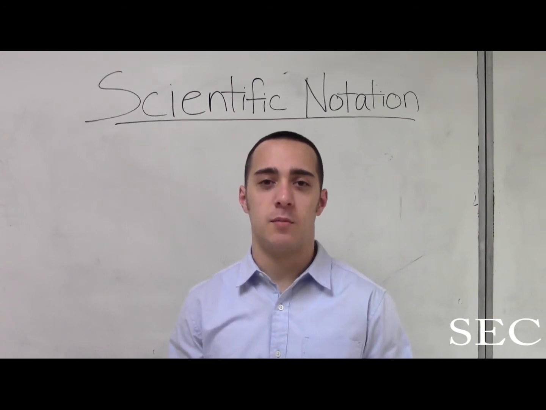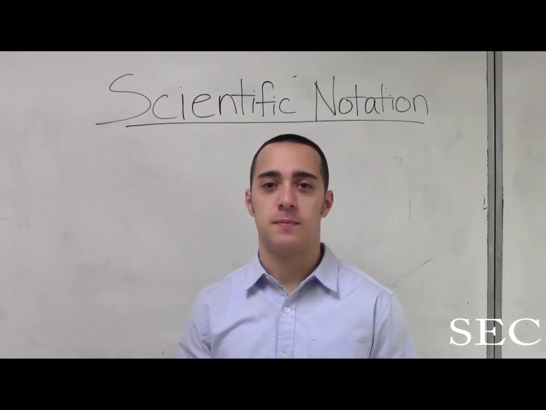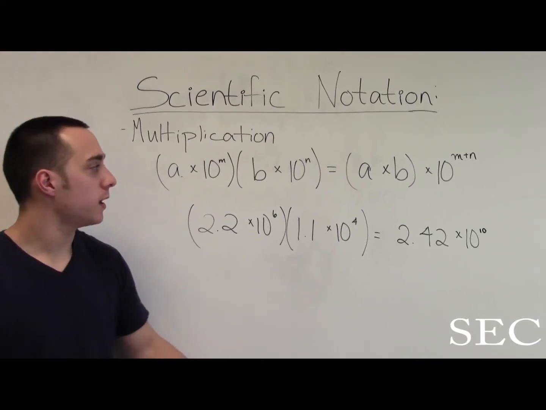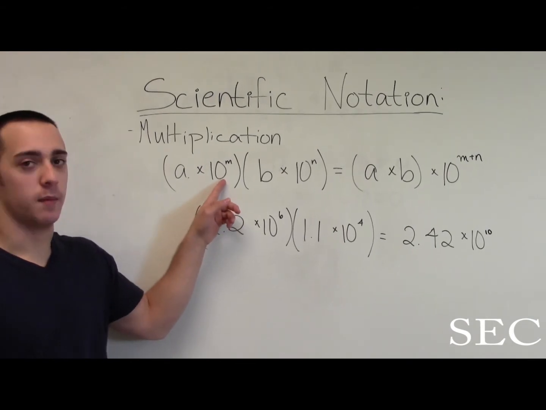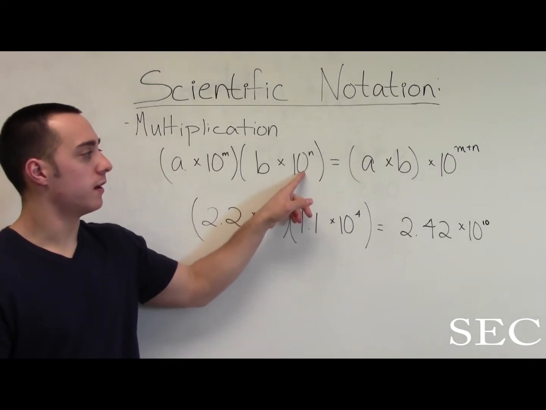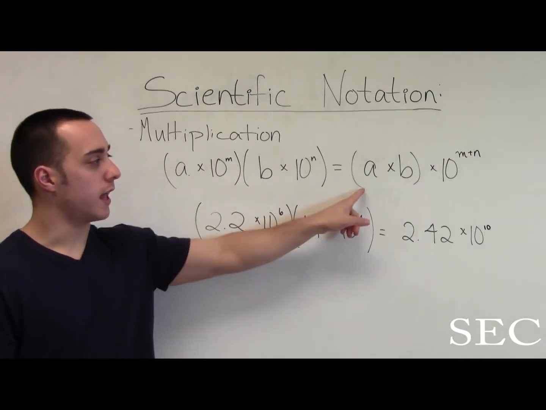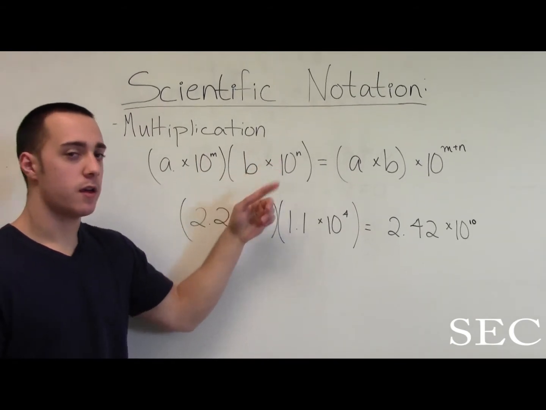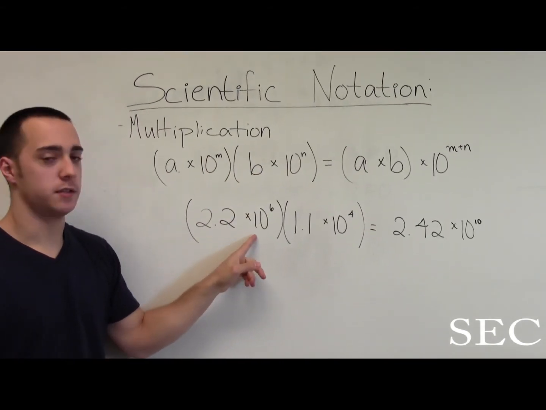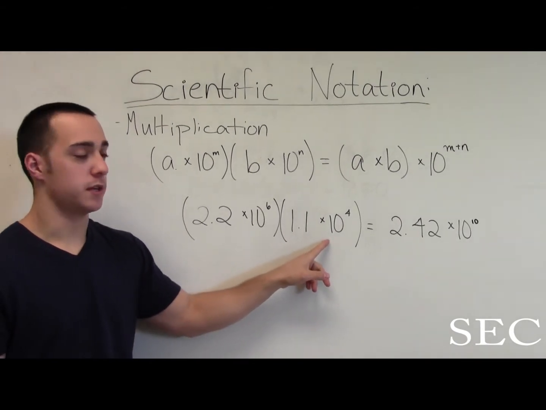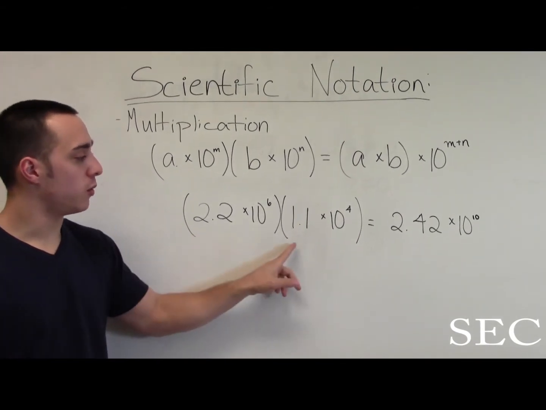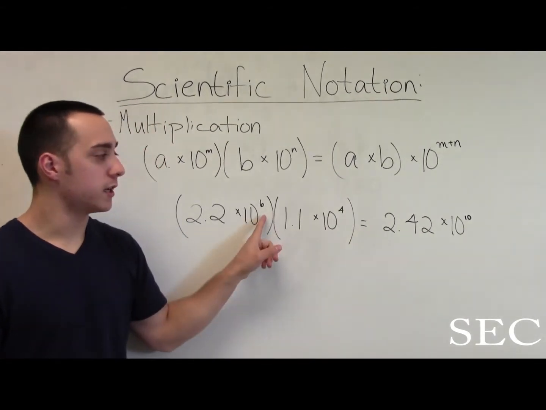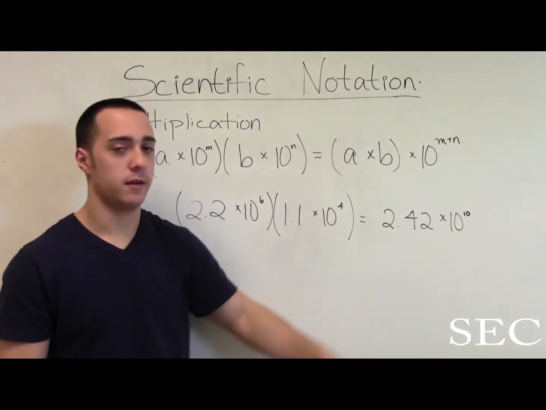Next, we'll talk about basic math operations with numbers in scientific notation. Multiplication in scientific notation can be written symbolically as a times 10 to the m times b times 10 to the n. The mantissas can simply be multiplied together, a times b times 10 to the m plus n. The exponents are added to each other. For an example, we have 2.2 times 10 to the 6th times 1.1 times 10 to the 4th. The mantissas 2.2 and 1.1 are multiplied together to get 2.42 times 10, and the exponents are added to each other to the power of 10.